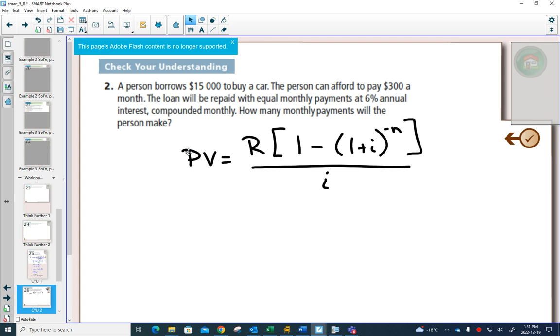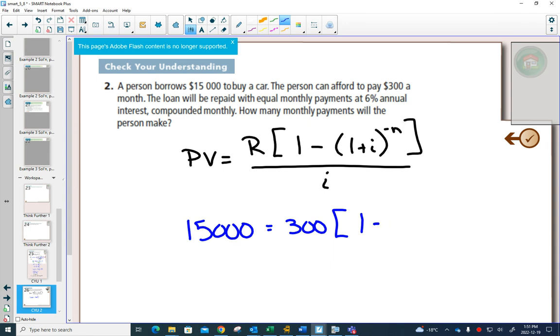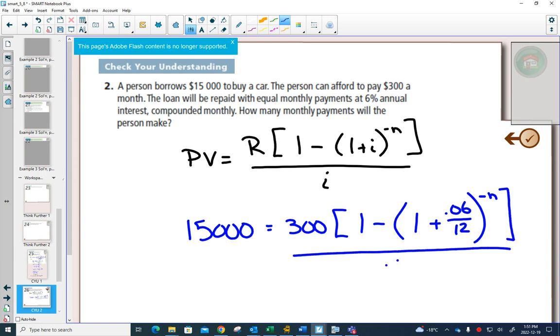So if we plug in all of our values, okay, a person borrows $15,000 to buy a car. So the present value, they would tell you what each of these things stand for. In this case, the present value of the loan is $15,000, paying $300 a month. So that's your R value. 1 minus 1 plus i, where i is the interest rate per compounding period, so it's 6% interest divided by 12. The negative n, because we're solving for n, divided by 0.06 over 12.